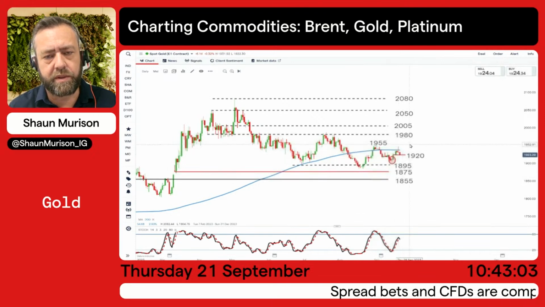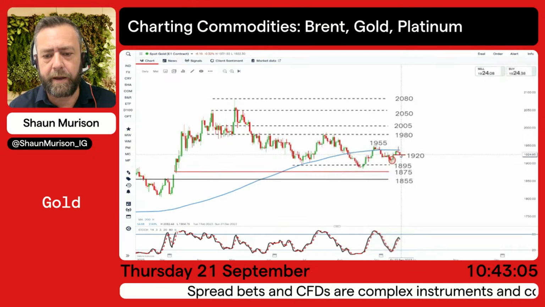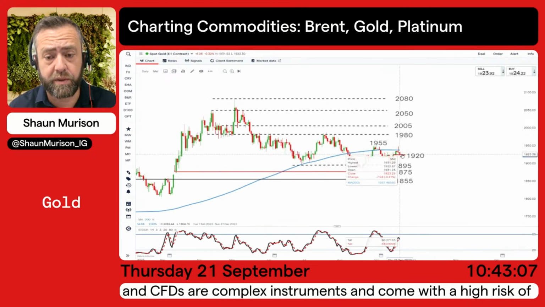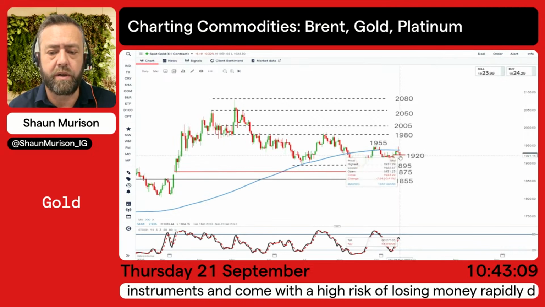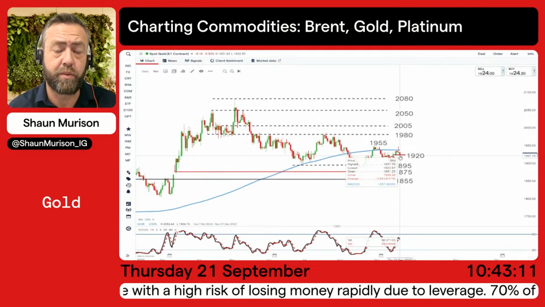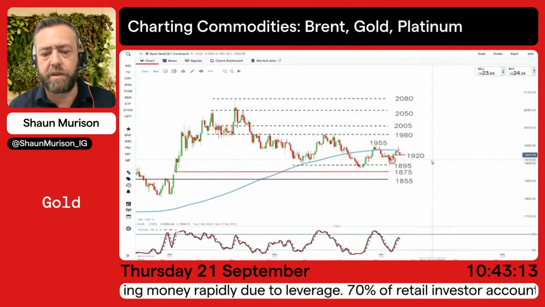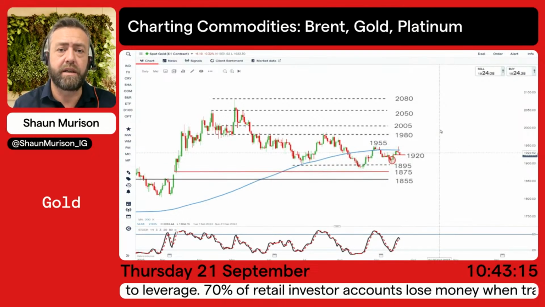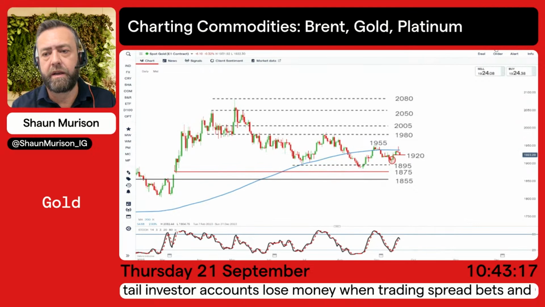That's it. We've had a reversal. That reversal's petered out, finding resistance. Confirmation of this bearish reversal now in play would be a lower close on today's candle, preferably below that 1920 mark, in which case we'd target 1900 and 1895.